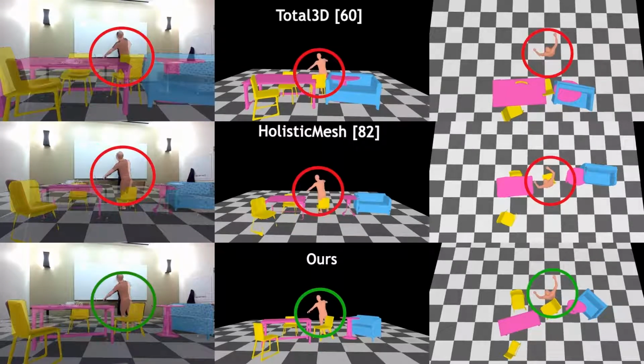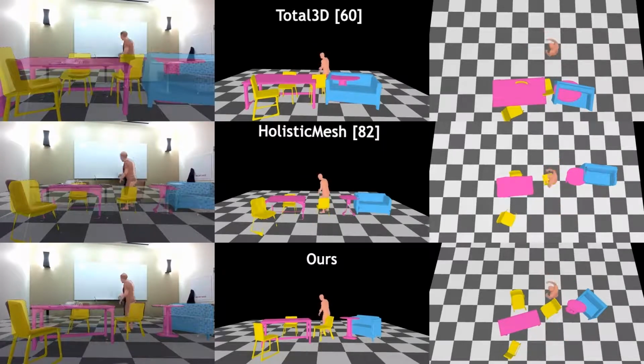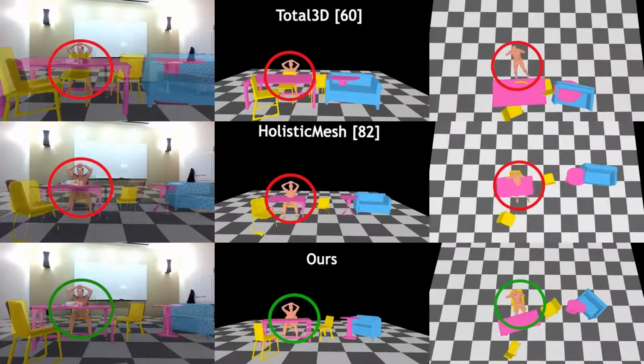Besides, the estimated multiple bodies for one person in Holistic Mesh have different body shapes, leading to severe translation jittering problems. The human floats in the air in Total 3D Understanding, while the table in the estimated scene from Holistic Mesh has interpenetration with sitting bodies.